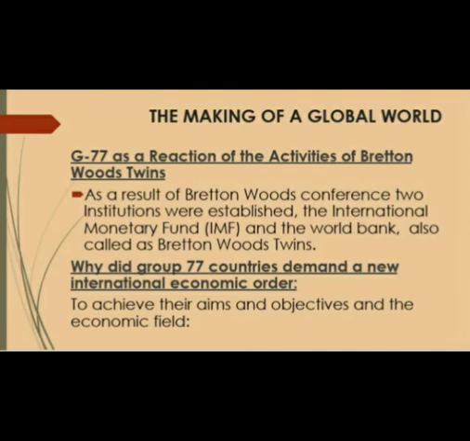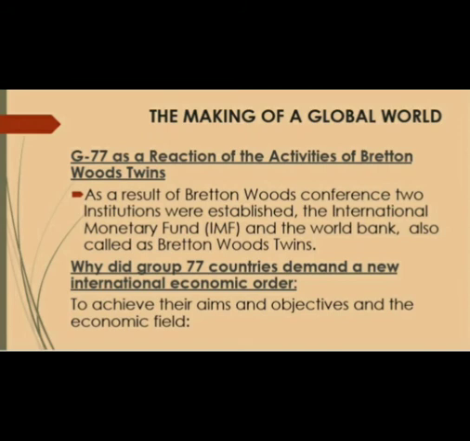Now let's look at why the Group 77 countries demanded a new international economic order. As a result of these two institutions, the Western industrial nations along with Japan saw an unprecedented increase in their trade and incomes between 1950 and 1970. But most of the developing countries did not benefit from the fast growth witnessed by the Western economies. As a reaction against these disparities and against the activities of the Bretton Woods twins, that is, IMF and the World Bank, the developing countries organized themselves into a group known as G77.